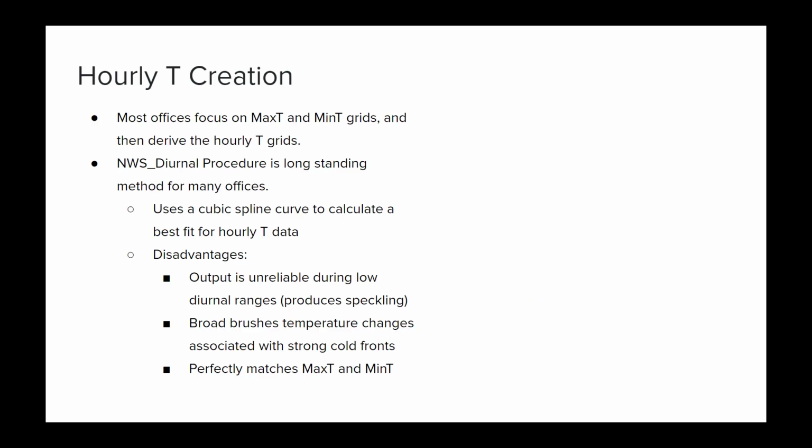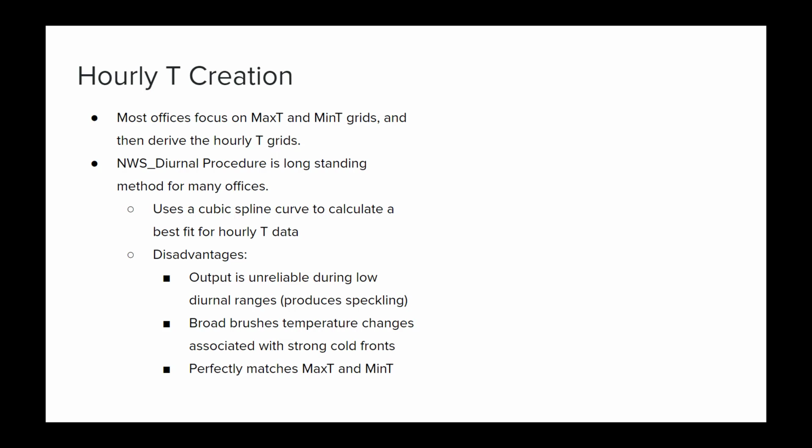So, as you're probably aware, most offices forecast by editing max T and min T grids and then derive the hourly temperature from that data. The NWS diurnal procedure is a long-standing method for many offices. It uses a cubic spline curve to calculate the best fit for hourly temperature data from CLIMO, MOS, or MBM data.